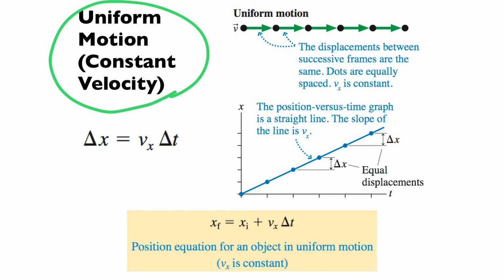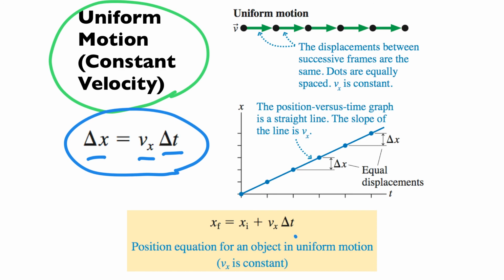If I graph it, the position is just getting steadily bigger because the object is moving to the right. Now that we have some pictures, we can think about it in terms of equations, and the most basic form of the equation is this one. The change in position is just equal to the time interval times the velocity. If it's a positive velocity, delta x gets bigger. If it's a negative velocity, delta x is getting smaller.